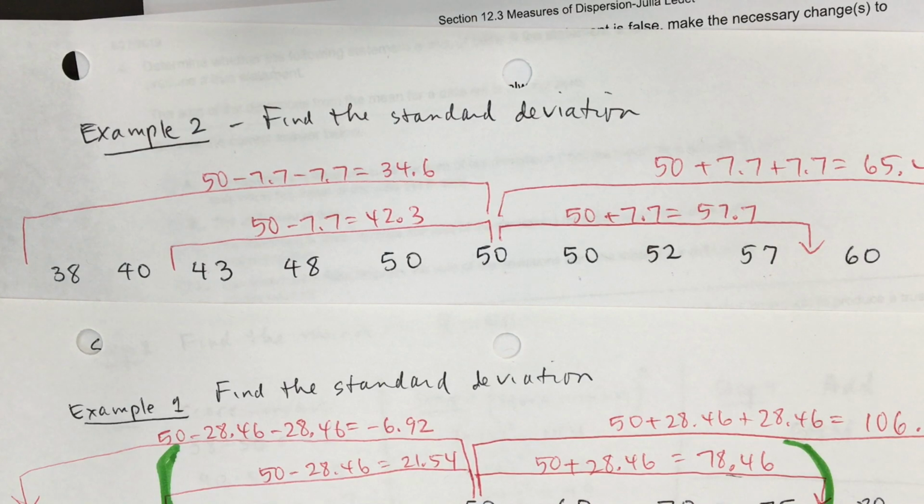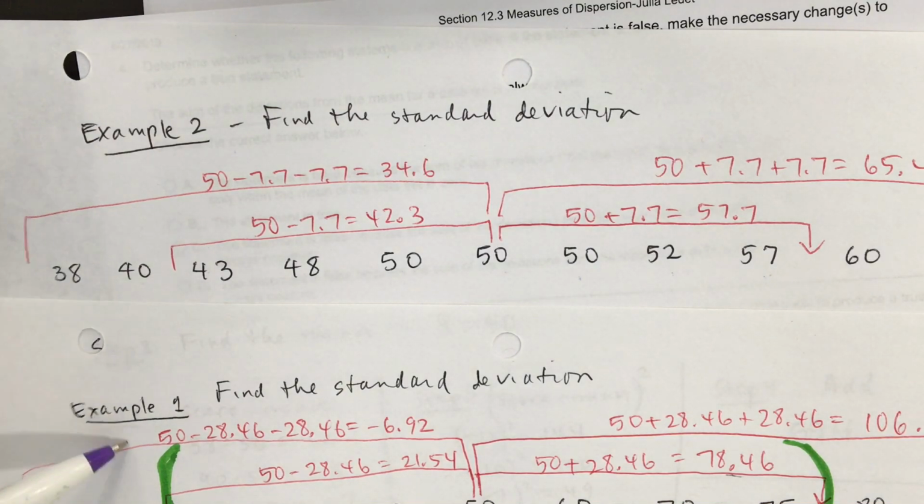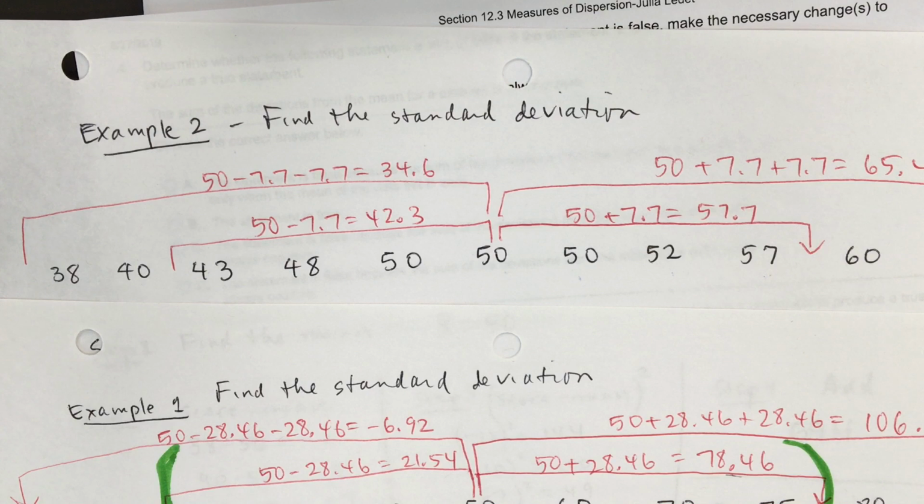The standard deviation is a measure of how spread out the scores are from the mean. It's an average of how spread out the scores are. Example 1 and example 2, which one is more spread out? That's a silly question. You know the answer, right? Example 1 is more spread out than example 2. Example 1 is going to have a bigger standard deviation.